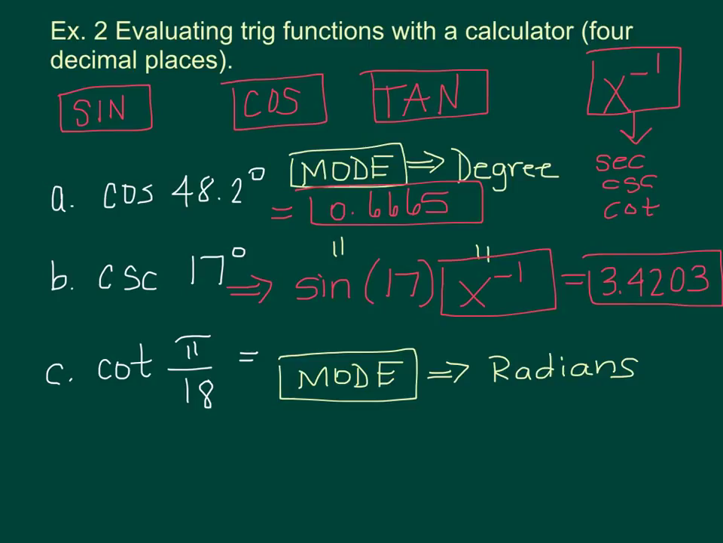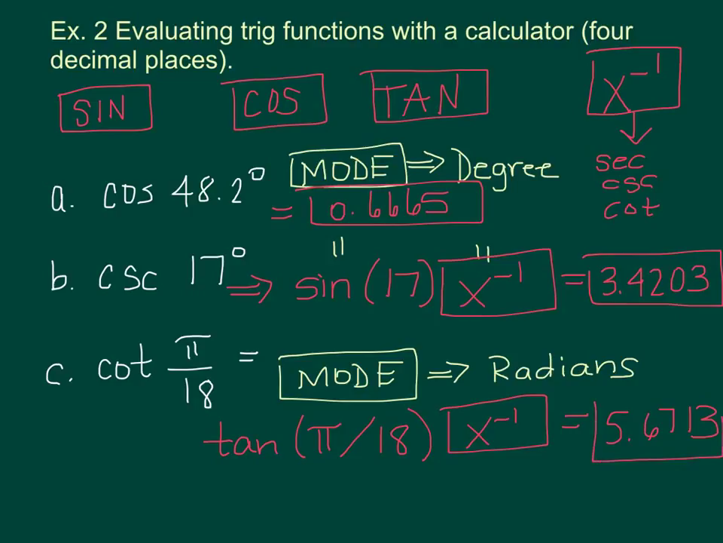And then part C, change your mode to radians. And here's another reciprocal. So you have to do tangent. Find the pi key. Don't use 3.14. Divided by 18. Do the reciprocal button. And then hit enter. And you should get 5.6713. Make sure you are rounding correctly. And that's how you use your calculator.